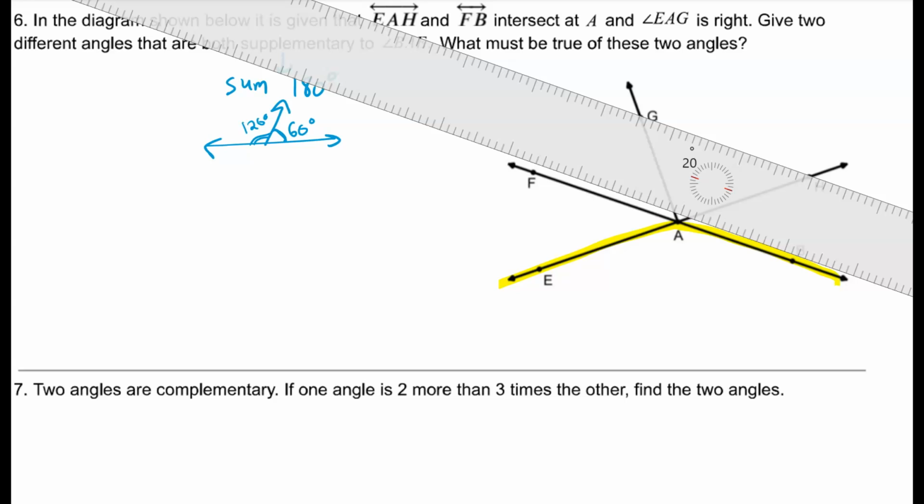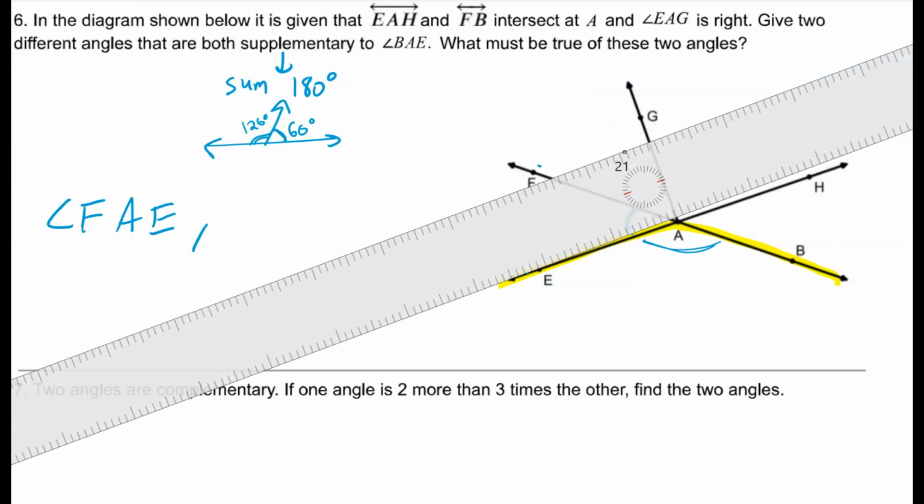So if I'm just taking my ruler to try to see what lines are here, I'm noticing that if I'm looking at line FB, to complete the full 180 degrees, I would need this little angle over here, and if I label it with the letters, that's angle FAE. Or it could be angle EAF, as long as the vertex A is in the middle of your naming. Another angle you could use, if you look at the other line they give us, EAH, to complete the full 180 degrees, I would just need to add that little piece right there, or angle HAB, because together they make that straight line EAH, which I know is 180 degrees.